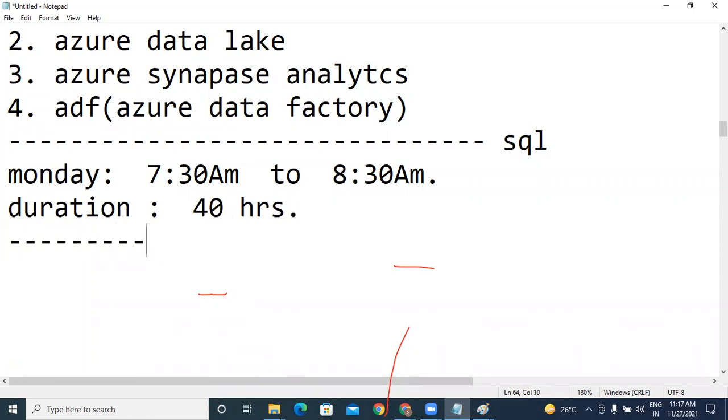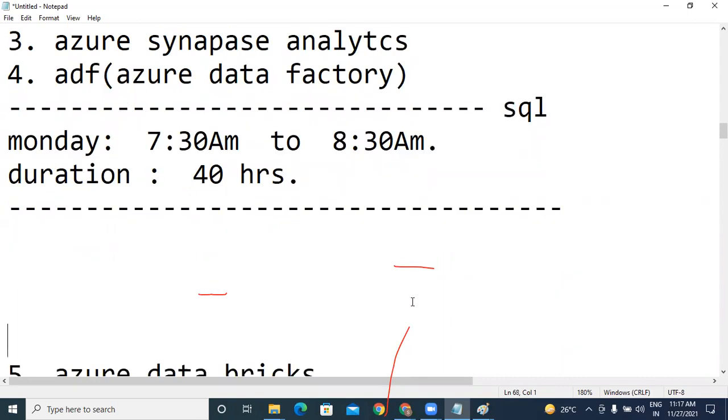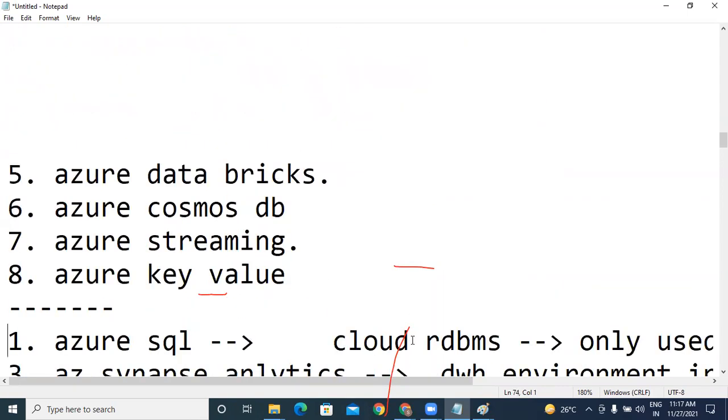It is very, very easy to learn. There is no coding complexity. But what about the remaining things? Don't worry about the remaining things. But in our Zoom online meeting, there are already some ADF developers. For them, the remaining things will be helpful.